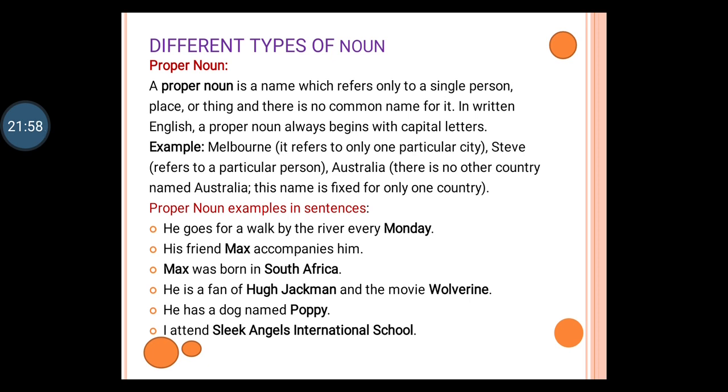Like I was saying earlier on, I attend Sleek Angels International School. See the way I have written it. Sleek starts with a capital S. Angel starts with a capital A. International with a capital I. And school with a capital S. So that's the proper noun.